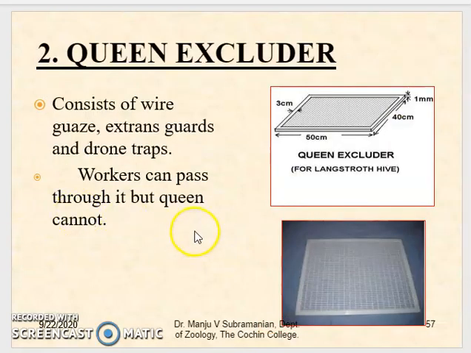Then we have discussed the queen excluder. The queen excluder is nothing but a wire mesh piece that guards the queen and the drone, and prevents the queen and the drone from moving from the brood chamber to the honey chamber. Only the workers can pass through it.